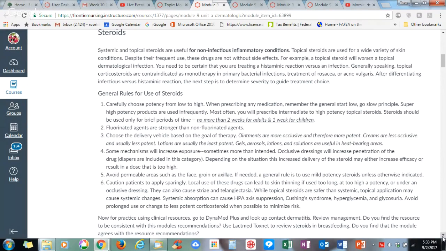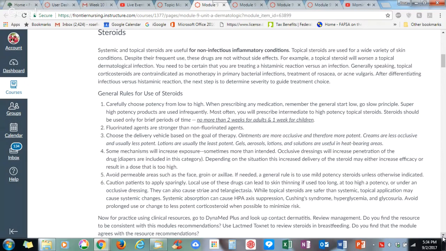Some mechanisms will increase exposure, sometimes more than intended. Occlusive dressings will increase penetration of the drug. Diapers are included in this category. Depending on the situation, this increased delivery of the steroid may either increase efficacy or result in a dose that is too high. Avoid permeable areas such as face, groin, or axilla. If needed, a general rule is to use mild potency steroids unless otherwise indicated. Caution patients to apply sparingly.